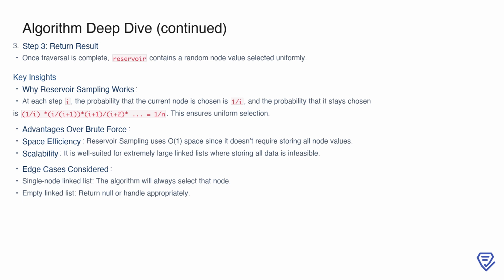Compared to the brute force approach, reservoir sampling offers significant advantages. It is highly space efficient, using only O(1) space since we don't store all node values. This makes it particularly suitable for very large linked lists where storing all data is impractical. The algorithm also handles edge cases effectively. For example, in a single node list, it will always select that node, and for an empty list, it can return null or handle the situation as needed.